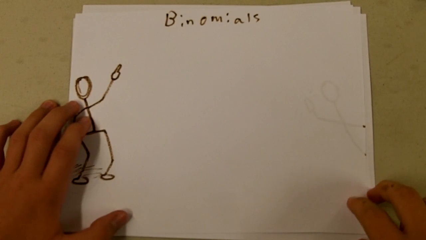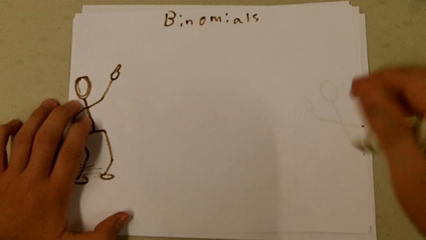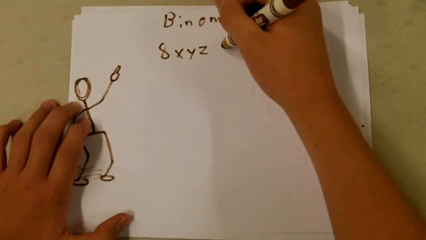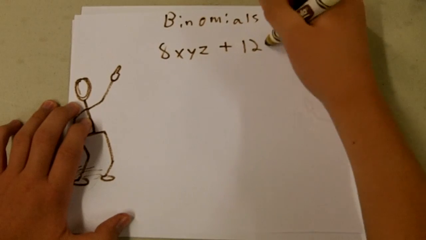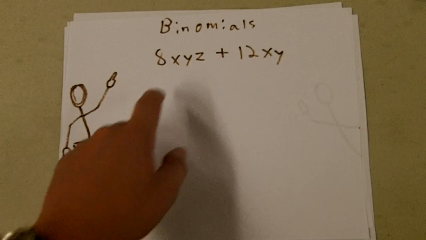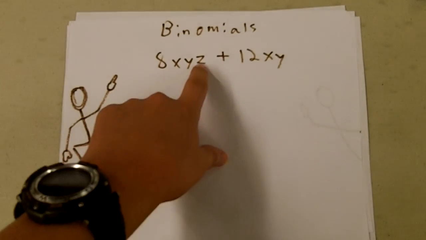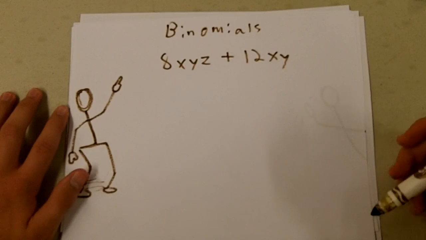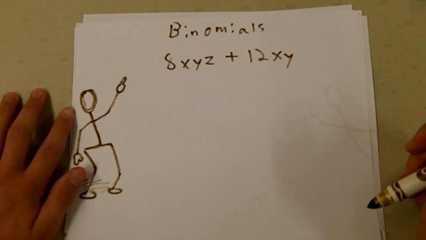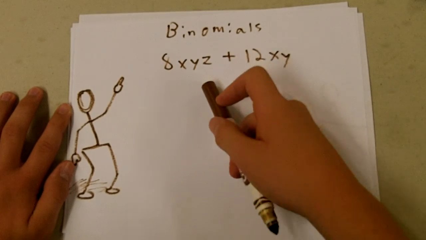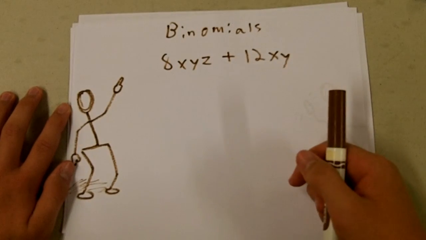And we're going to use the binomial 8xyz plus 12xy. Now at first glance it might look like we can combine these, but this one has a z in it, so these are not like terms and we need to factor them. So we have to think, what do 8xyz and 12xy have in common?